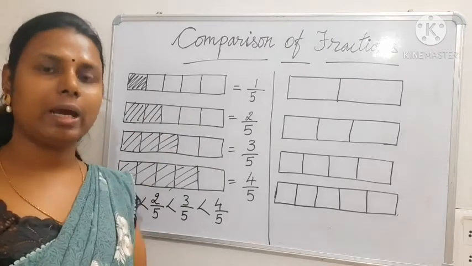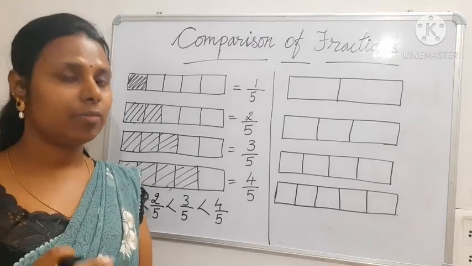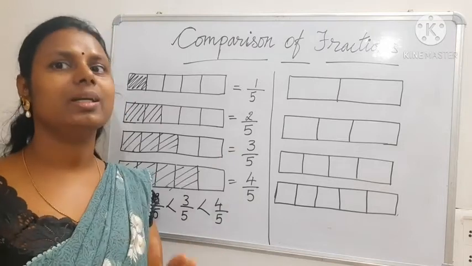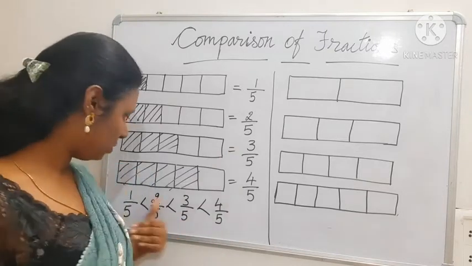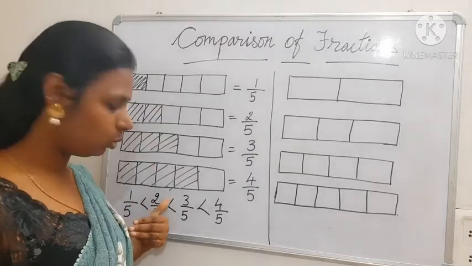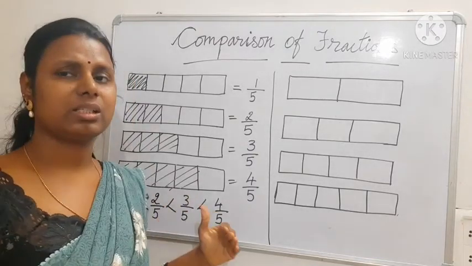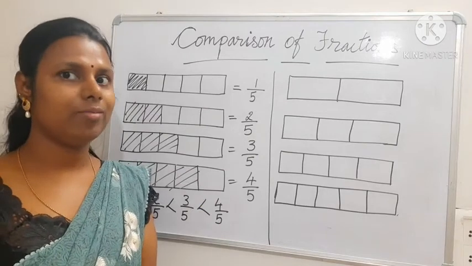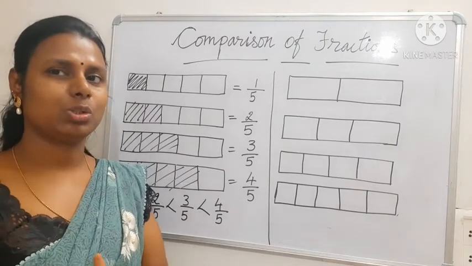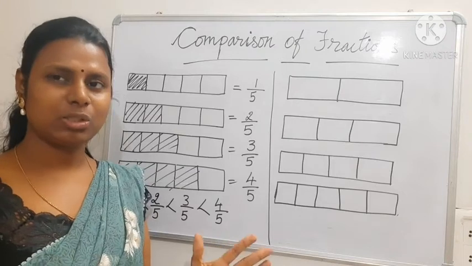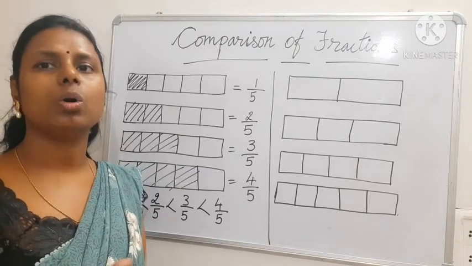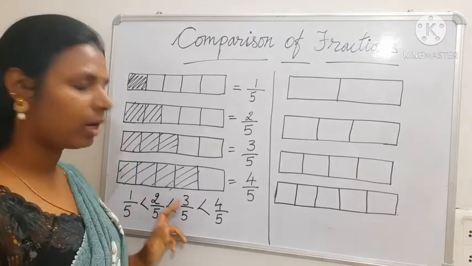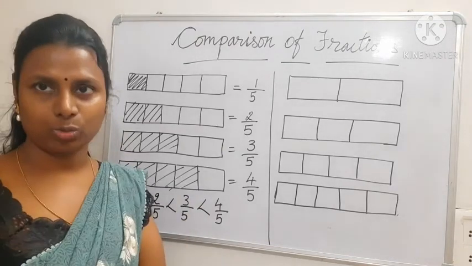So when we have the same denominator, we have to see the numerator. As you write 1, the smallest, 2, 3, 4 in ascending order, these fractions also you have to write in ascending order. So when you have the same denominator, there is no problem at all. Just as you write whole numbers in ascending order, the same way you follow.